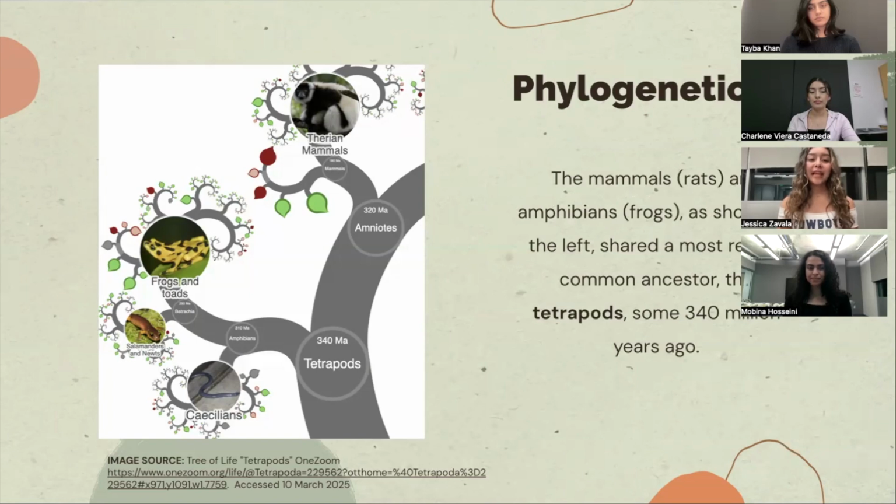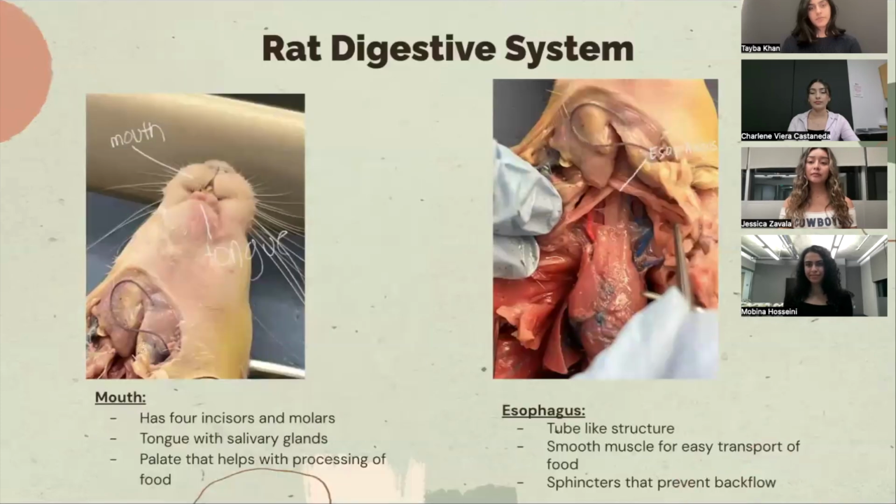Frogs, amphibians, and rats, mammals, share a common ancestor, the tetrapod, which lived about 340 million years ago. Tetrapods were the first four-limbed vertebrates, evolving from fish and moving onto land. From this ancestor, amphibians like frogs adapted to both land and water, while mammals like rats evolved traits like hair and warm-bloodedness. Though they look different, both frogs and rats trace their origins back to their ancient ancestor.